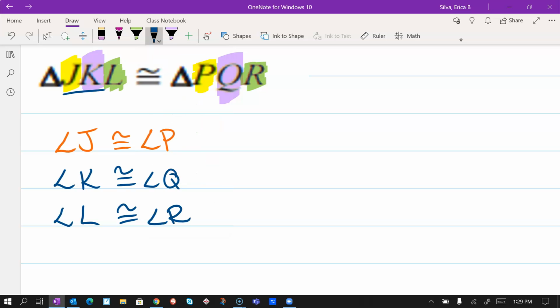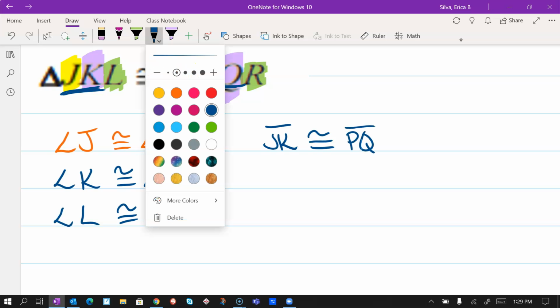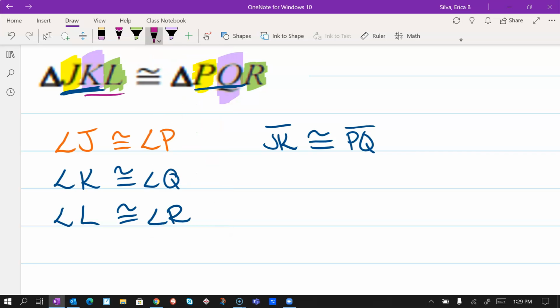So let's start with segment JK. What is segment JK congruent to? It's just like the angles. Segment PQ, right? The first 2. If these two are the first 2, then these two are the first 2. PQ. And then we have segment KL. And what is segment KL congruent to? QR, perfect. Segment QR. And then what's my last segment?